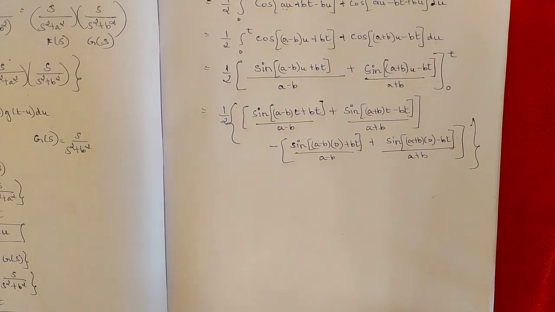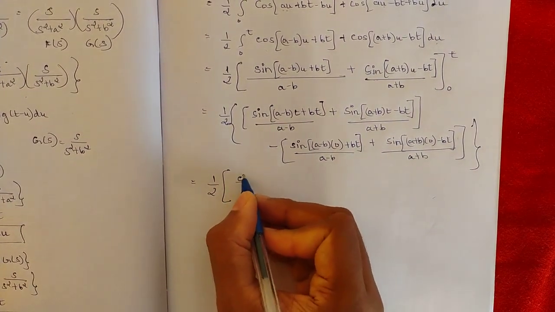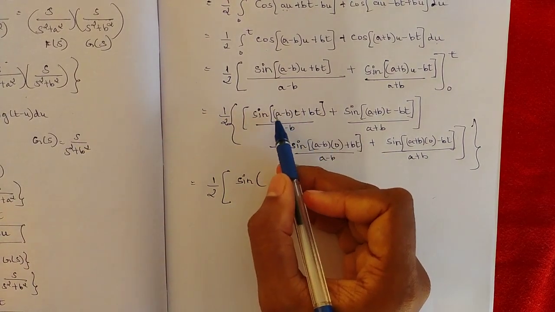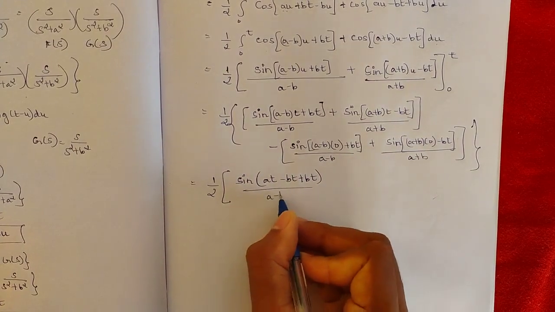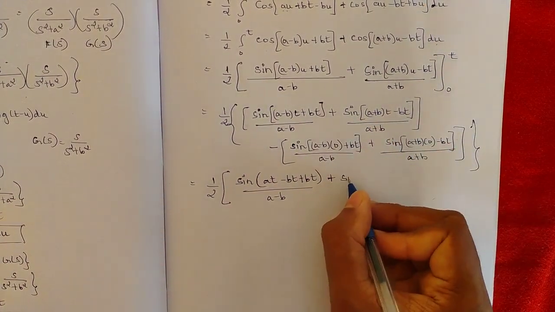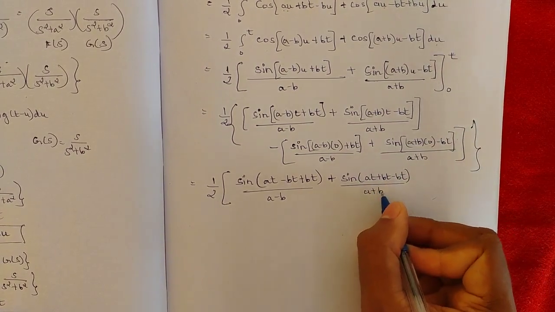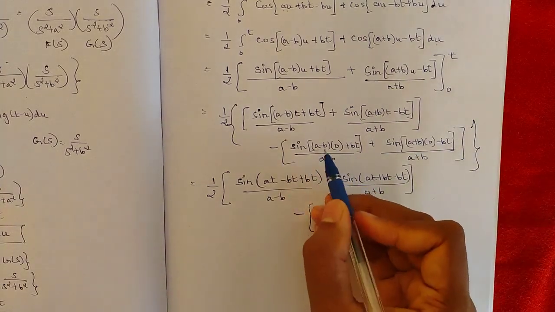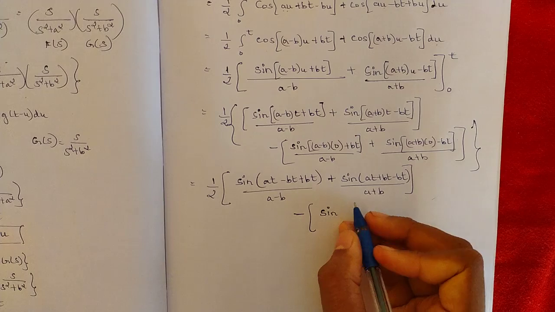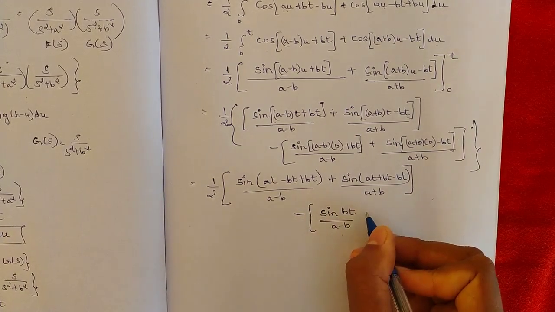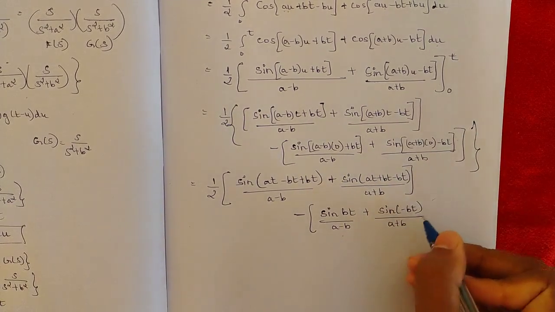Now further simplify and see what answer you will be getting, that is 1 by 2 sine of (a minus b) into t, that is at minus bt, and here we have already plus bt divided by a minus b, plus here sine of at plus bt minus bt divided by a plus b, minus this part here, 0 into a minus b is 0, 0 into a plus b is 0, so we are left with sine of bt divided by a minus b plus sine of minus bt divided by a plus b, right?